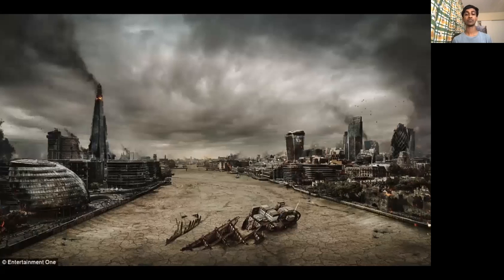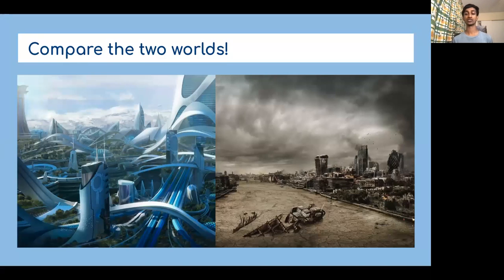Now write down what comes to mind as you look at this picture. Pause the video if you need some extra time here. Let's compare both of these words. What words did you think of when looking at the first picture? Well, you probably think of technology, the future, the environment, super smooth, and high tech.